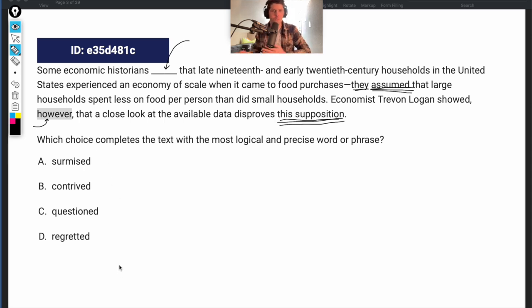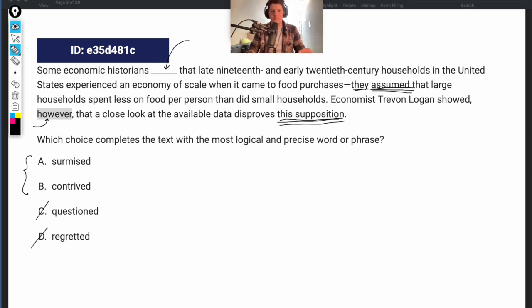If you don't know any of these words, of course you're in trouble, but you probably do know some of these words, right? So let's skip the first two, which are probably the most challenging words on this set. And let's say that question does not mean the same thing as assumed. In fact, it's quite the opposite, right? Let's also point out that the word regretted does not mean the same thing as assumed or supposed. Okay, so now we're down to these two words.